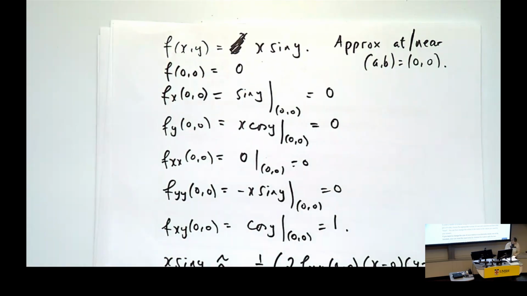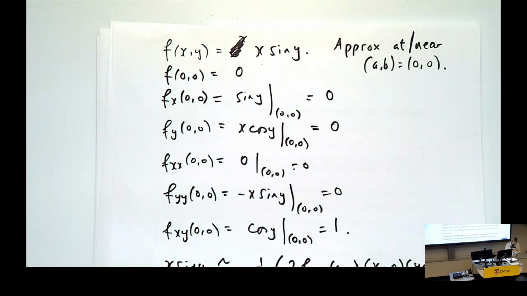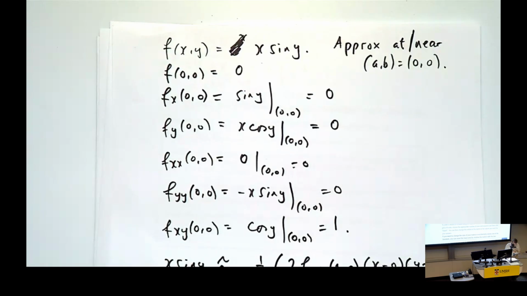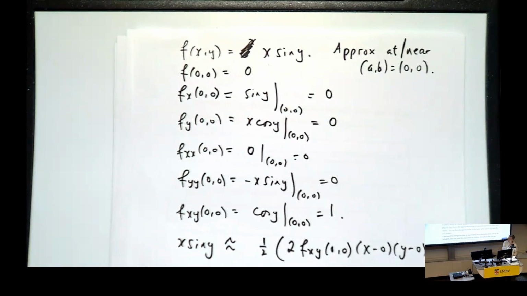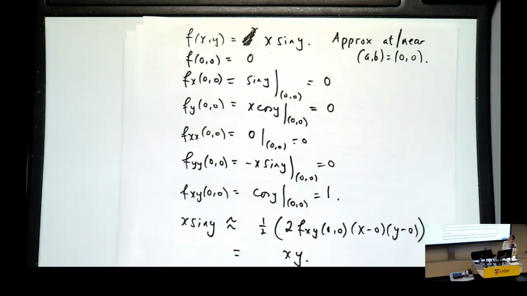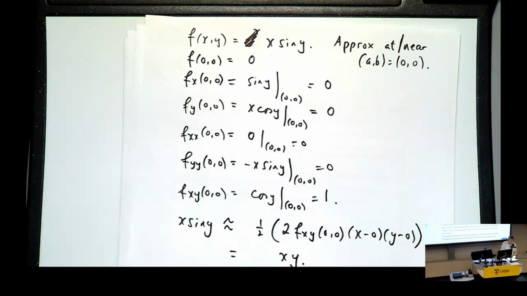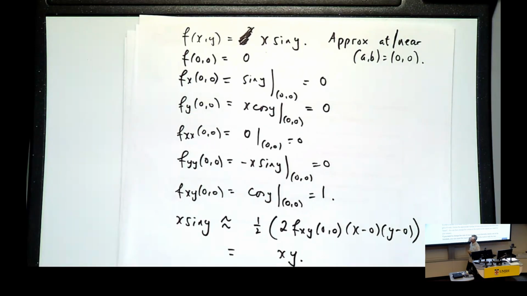Okay, so if we simplify that, the half and the 2 is going to cancel. This is just 1. We're going to get xy. All right, so let's see how good that is.